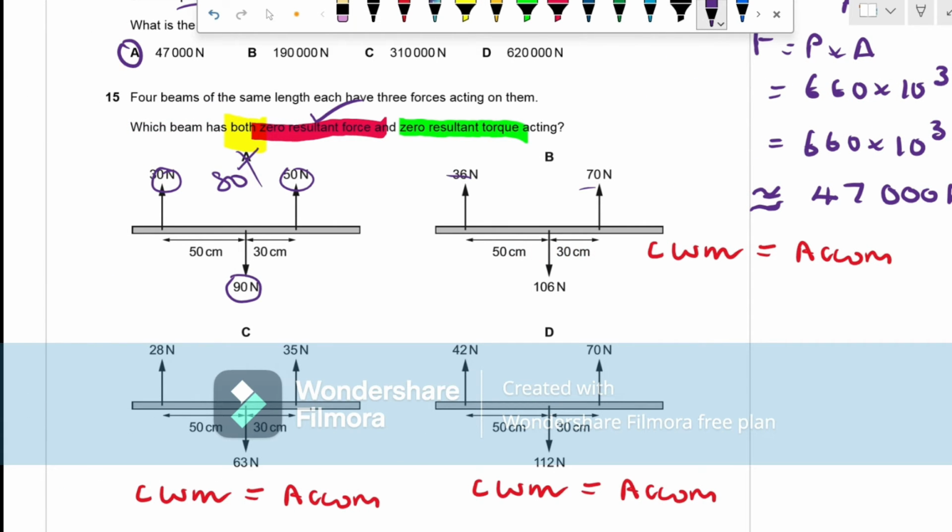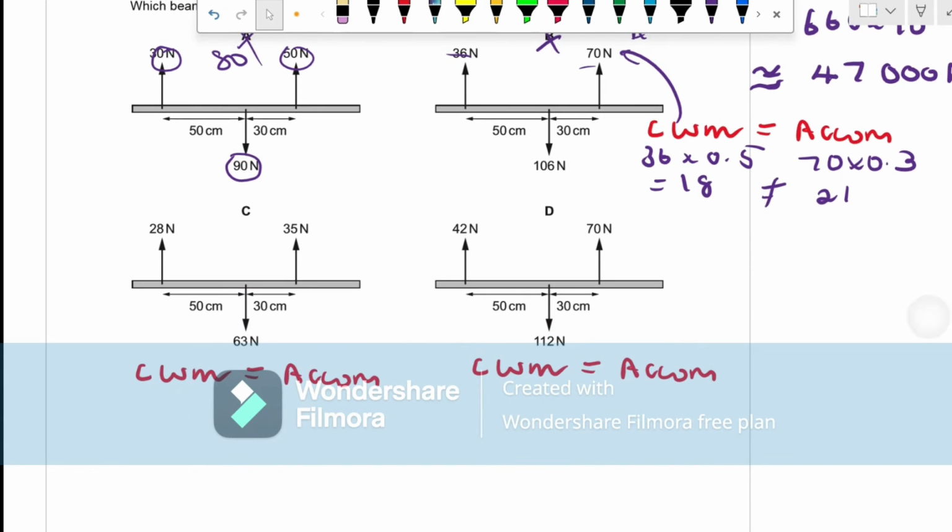So I have 36 on that side times 0.5. That's clockwise, okay? That's basically half of 36, which gives me 18. Then on this side, I have this, which is anti-clockwise. That's 70 times 0.3, which gives me 21. These two are not equal. So B is wrong because it's not 0. Okay, we go to this one.